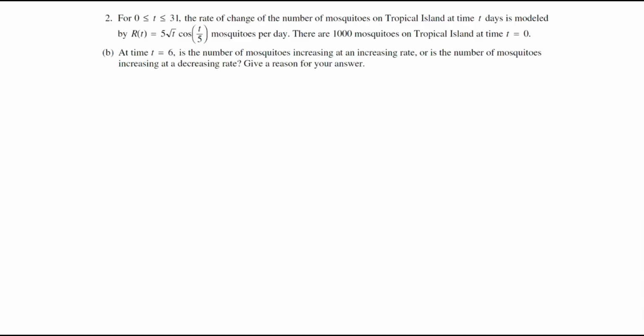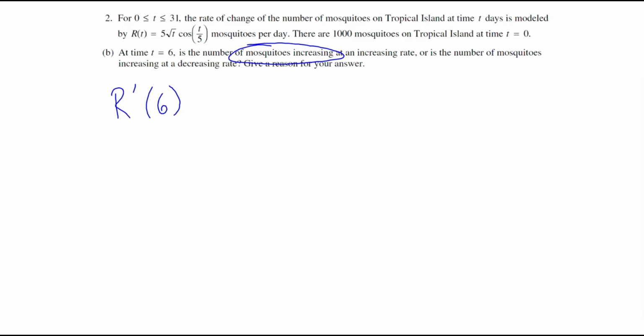Part B asks: at time t equals 6, is the number of mosquitoes increasing at an increasing rate or at a decreasing rate? To determine that, we need to find r prime of 6. The function r is the rate of change of the number of mosquitoes, and whether it's increasing at an increasing or a decreasing rate depends on the derivative of that function. So r prime of 6.